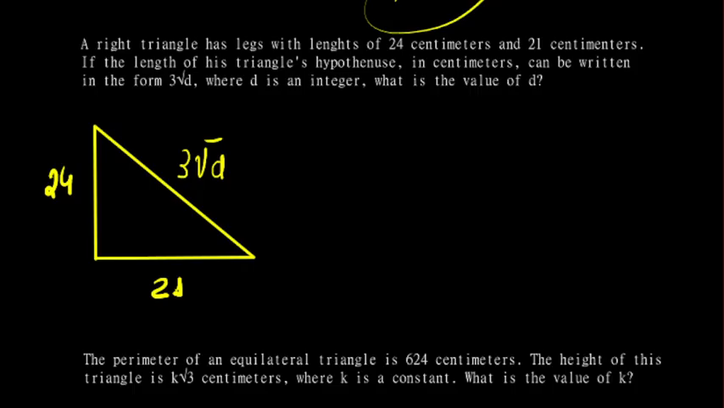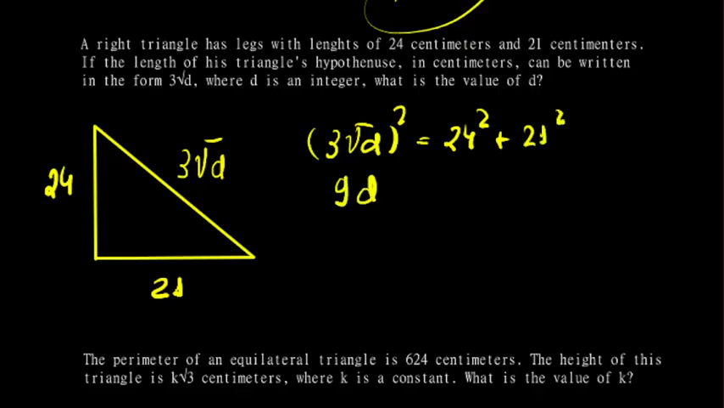So we get again the Pythagorean theorem. So let's just do the calculations here. 3 multiplied by square root of d, all squared, is equal to 24 squared plus 21 squared. So 9d is equal to, remember, in the SAT exam, you can use the calculator in the whole math section. So you can do this on the calculator. It's gonna be 576 plus 441.